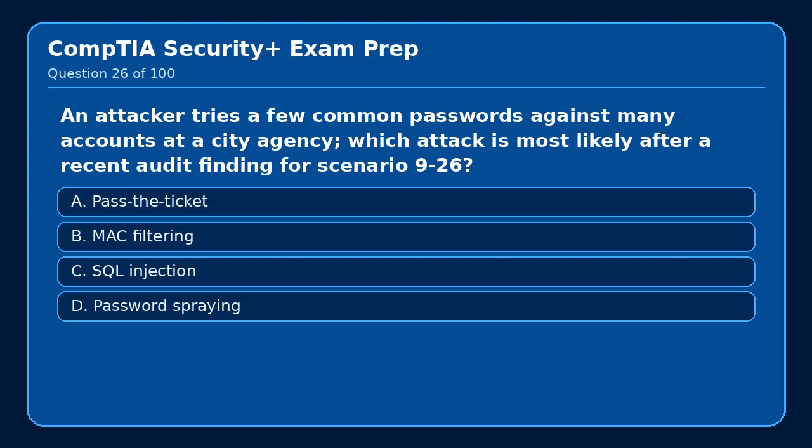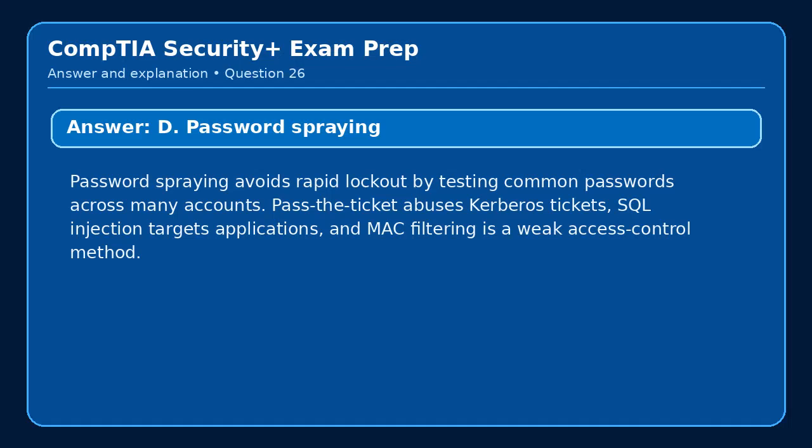Question 27. After obtaining an NTLM hash at a research lab, an attacker authenticates without knowing the plaintext password. Which attack is shown during a pilot deployment for scenario 9-27? A. Rainbow table prevention. B. ARP inspection. C. Pass the hash. D. Key stretching. Take a moment to choose your answer. The answer is C. Pass the hash.